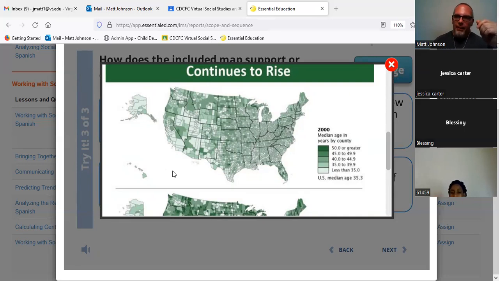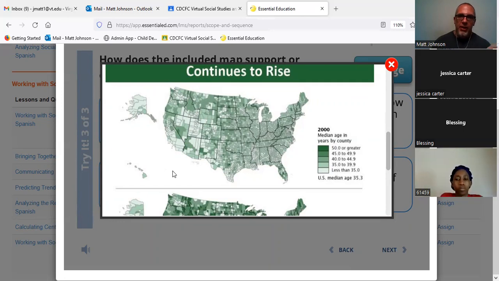And then our key, right, that has our information there, and the title there, 2000 median age in years by county, right? So they have it split up to 50, the age of 50 or greater. So that's that dark green. And then 45 to 49, 40 to 44, 35 to 39, and then less than 35. And then the median age there at the year 2000 being 35.3.